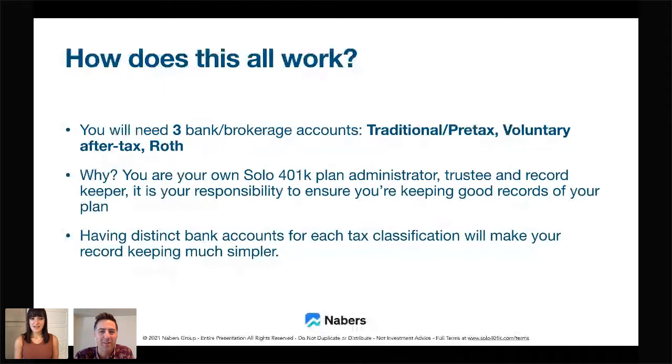So if you don't care about the voluntary after-tax, you could just have the pre-tax account. But if you're looking to execute the mega backdoor strategy, which we're going to go over in detail next week, you're going to want to have most likely all 3 of these different sub-accounts. You are your own administrator, you're the trustee, you're the record keeper. So it's really your job to keep detailed and accurate records. So you just want to keep these accounts separate. That way, for your own purposes, you can designate this is traditional funds, this is after-tax, this is Roth. And having those distinct bank accounts, those structures for each tax classification, just makes your record keeping so much more simple.